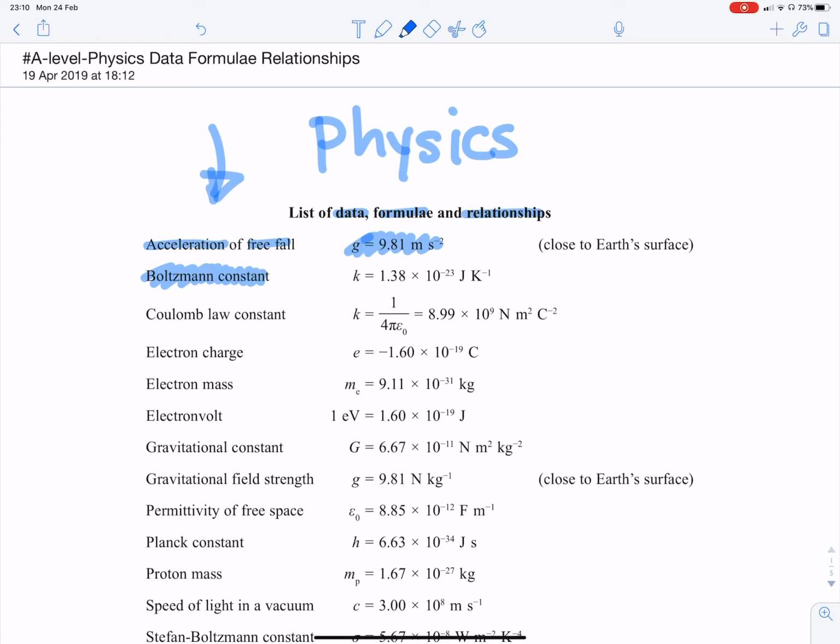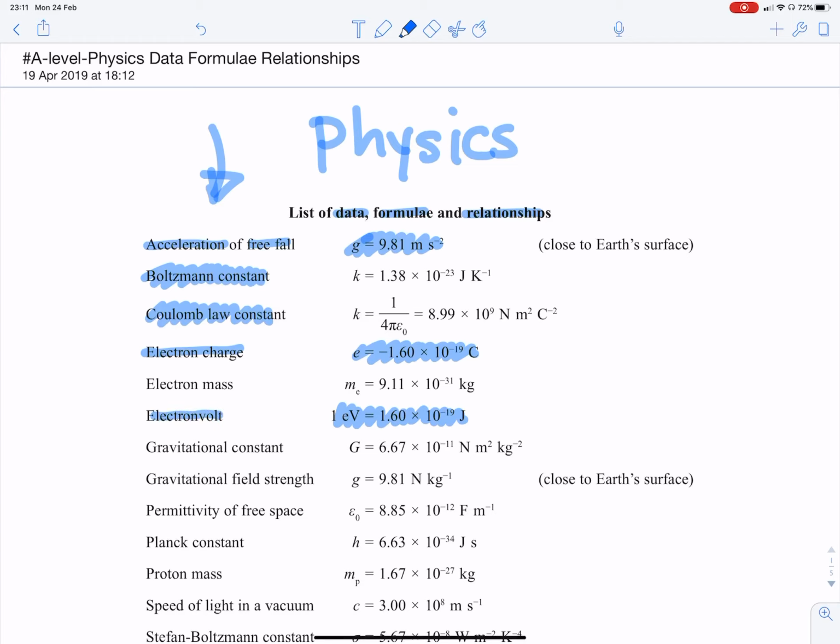Then you've got the Coulomb law constant, which is k equals 1 over 4 pi epsilon sub 0, is 8.99 times 10 to the power 9 newton square meters per coulomb squared. Then you've got electric charge, which is minus 1.60 times 10 to the power minus 19 coulombs. And you'll notice that an electron volt is 1.60 times 10 to the power minus 19 joules. So that's the charge and that's the electron volt.